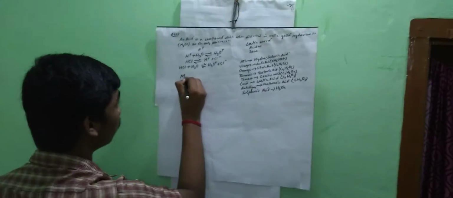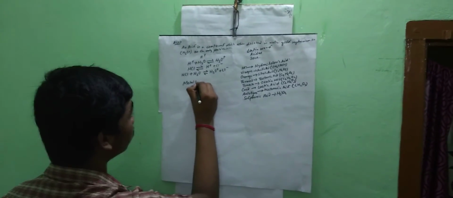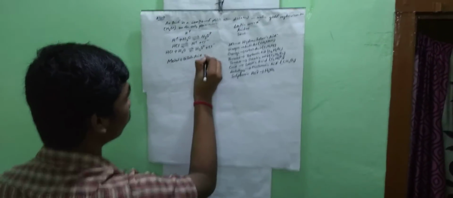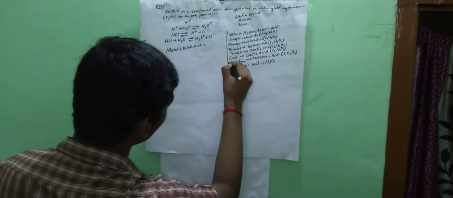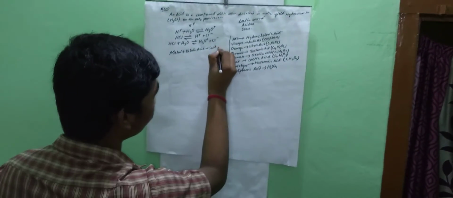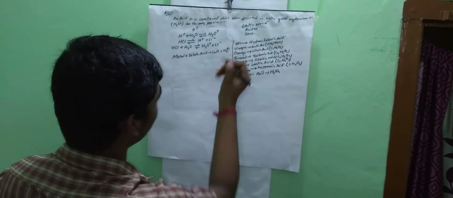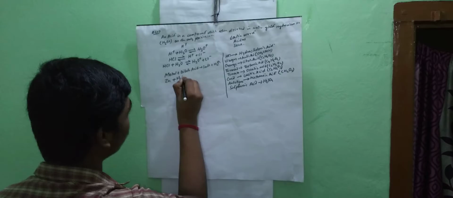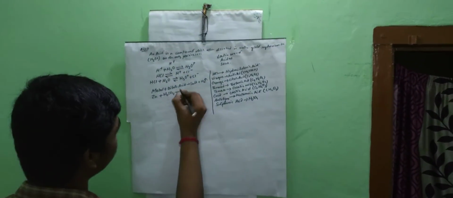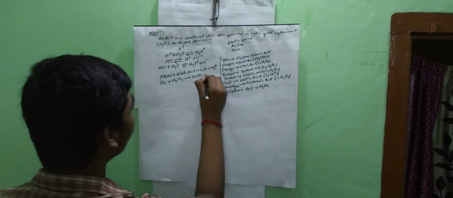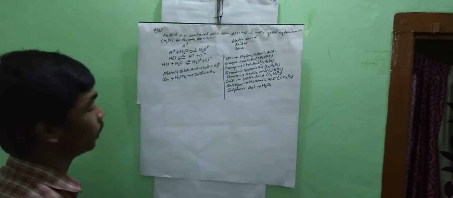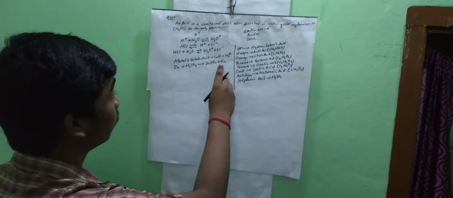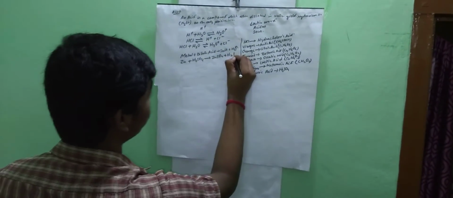When metal reacts with dilute acid, it forms salt plus hydrogen, H2. For example, Zn plus H2SO4 equals ZnSO4 plus H2. Zn means zinc, H2SO4 means sulfuric acid, ZnSO4 means zinc sulfate, and H2 means hydrogen gas.